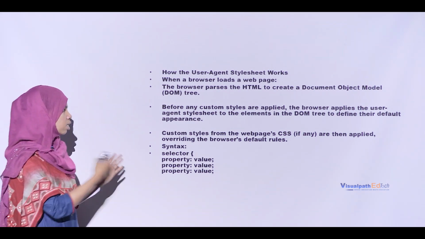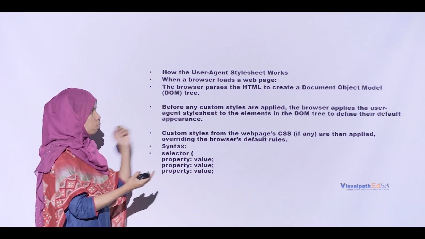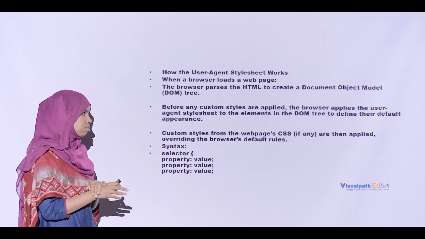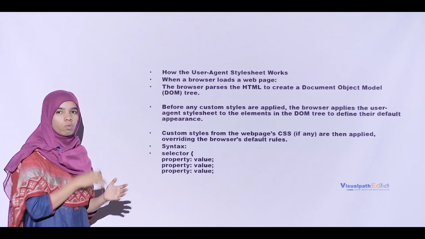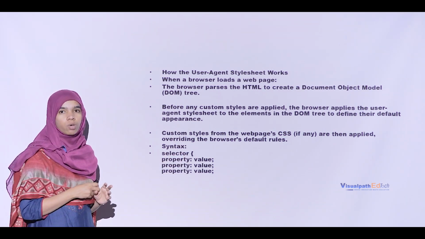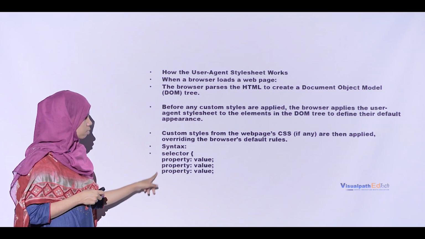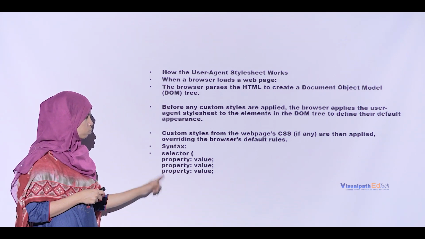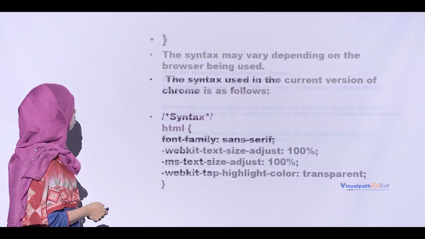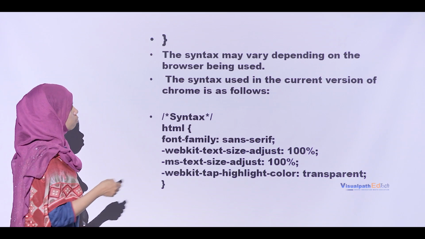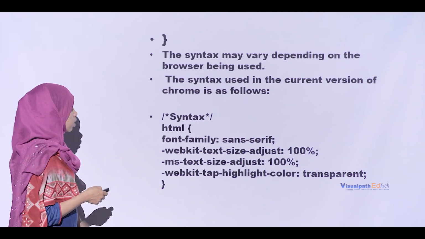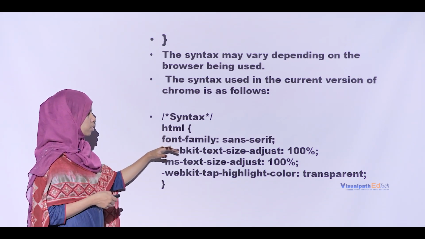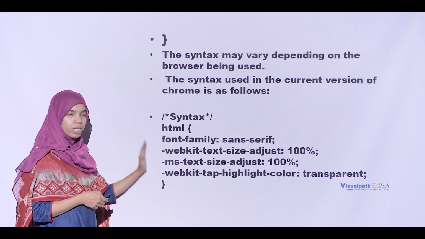So what is happening here basically is, whatever CSS properties the user has applied onto the particular web page, they are overriding the basic default rules. You can see here the selector, a property, and its values. Again, the syntax may vary depending upon the browser being used. So for the HTML page, these are the default settings.